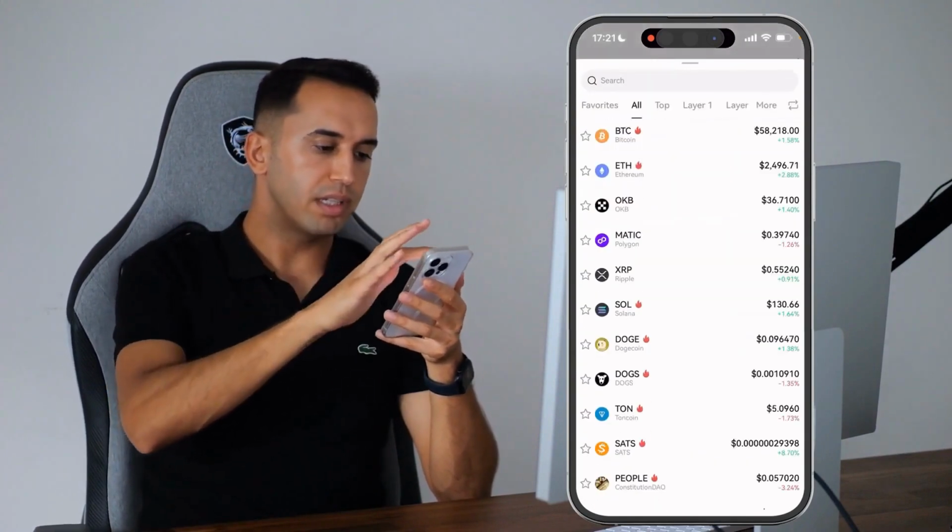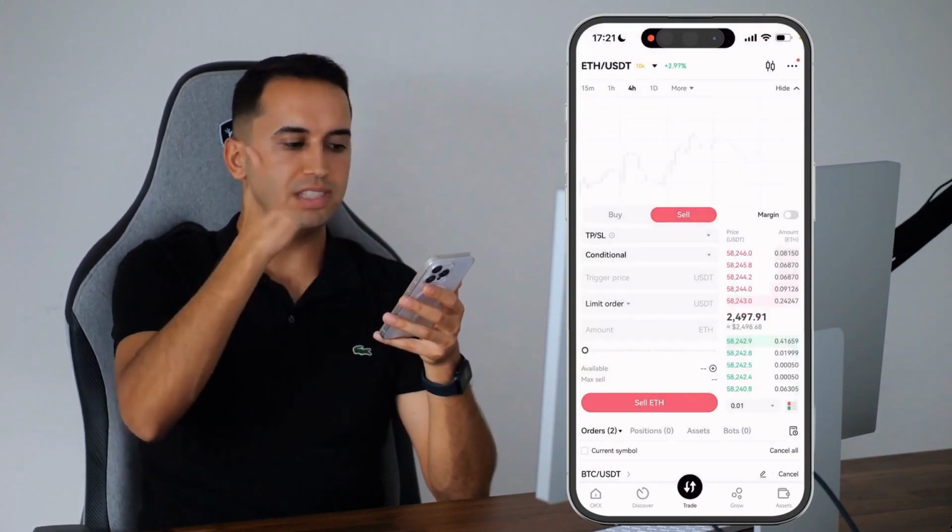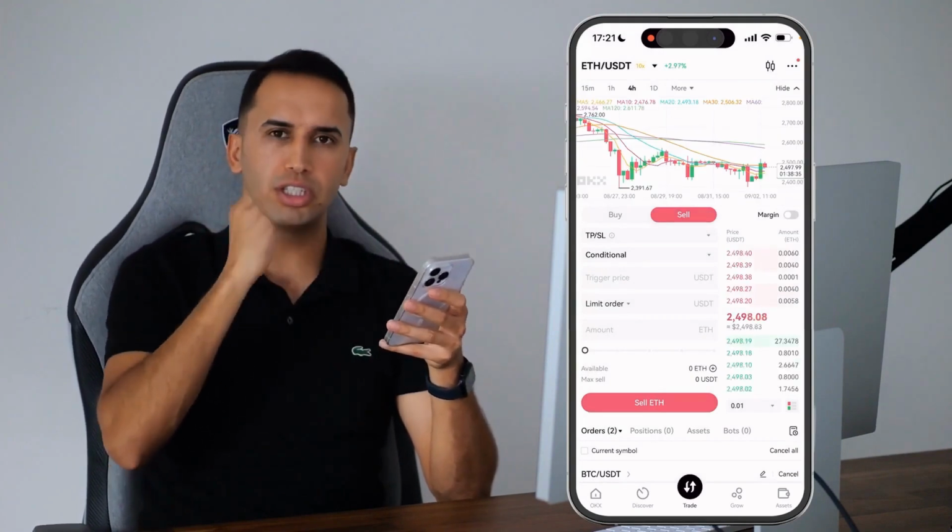If you want to do the same with another pair, you can perform the same transactions with Ethereum and USDT. The logic is the same.